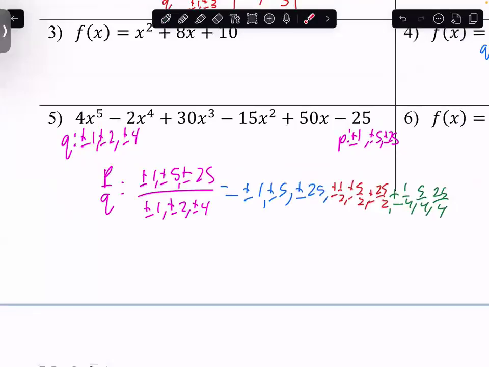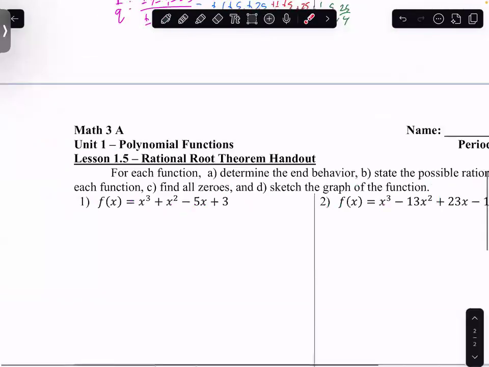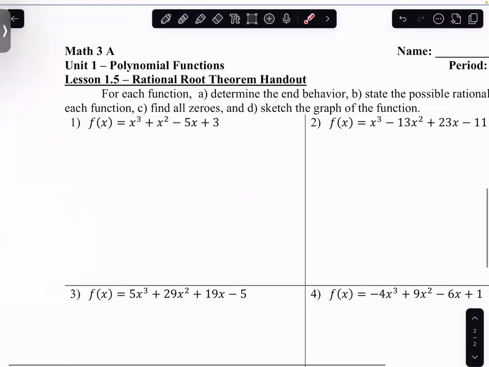The rest are similar. You can check them later on Canvas. But let's go ahead and turn to the back together so we can put together several of the skills that we've been working on in Unit 1.